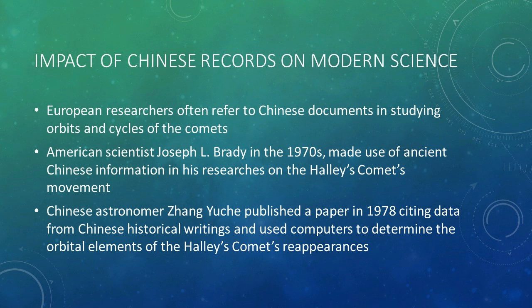Well, these sightings were also used for modern scientific theories, especially for Halley's comet. For example, in the 1970s, this scientist by the name of Joseph L. Reddy made use of the ancient Chinese records of the Halley's sightings in his research to prove and predict the comet's movement. Another Chinese astronomer, Zhang Yuce, published a paper in 1978 also citing data from Chinese historical writings and input those data into the computer to determine the orbital elements of Halley's comet's appearances. So amazing that things in the past could influence things now.